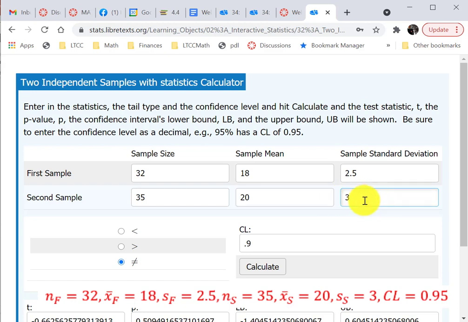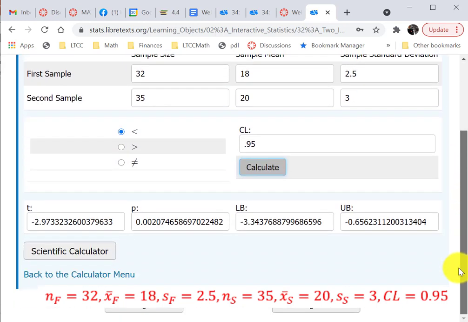We wanted to test to see if Friday is less than Saturday in terms of the population means, so less than. The confidence level this time was 0.95. And I hit calculate. That's all there is to it. And there it is. I get a p-value of 0.002. Notice the lower bound is negative 3.3-ish, and the upper bound is negative 0.66-ish. So notice that when you have negative numbers, that means we're seeing that the first is less than the second, at least for our confidence interval.